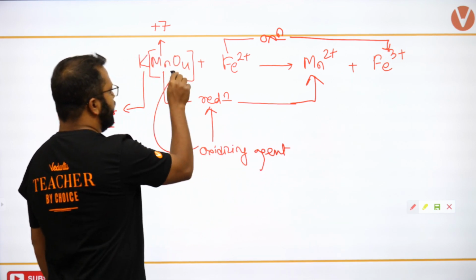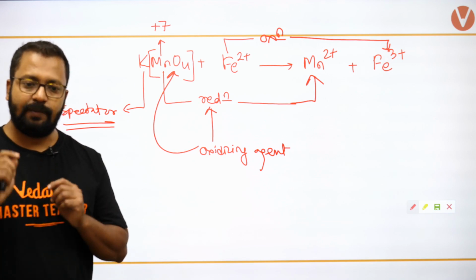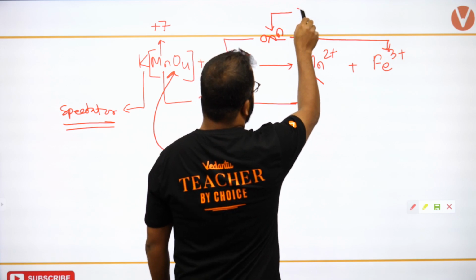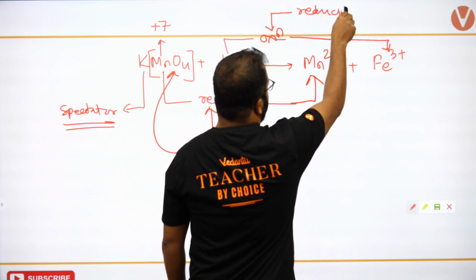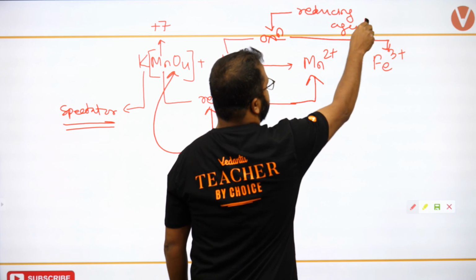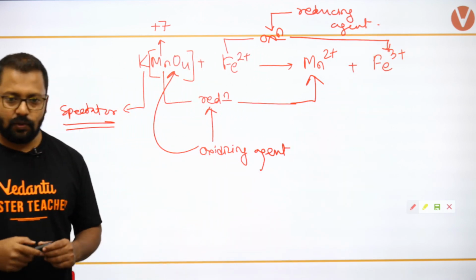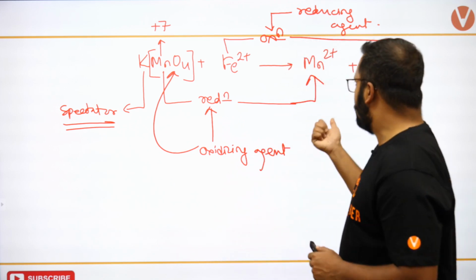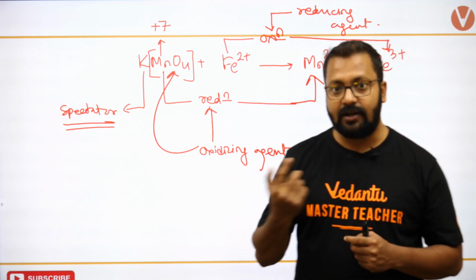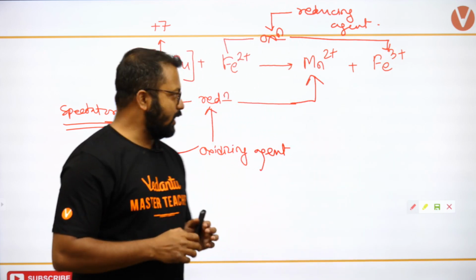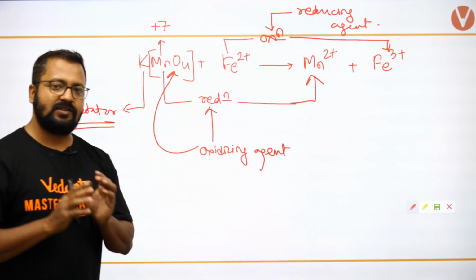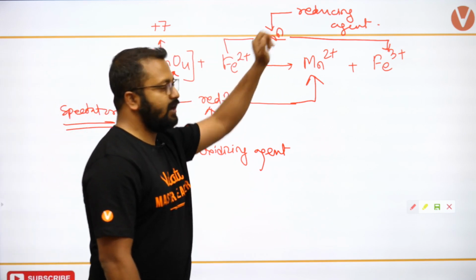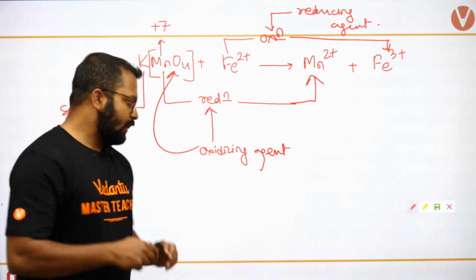So permanganate is why we call it an oxidizing agent. Iron is undergoing oxidation, so I'll call it a reducing agent. Okay? So whatever is undergoing reduction will be characterized as an oxidizing agent. Whatever will be undergoing oxidation will be classified as a reducing agent.